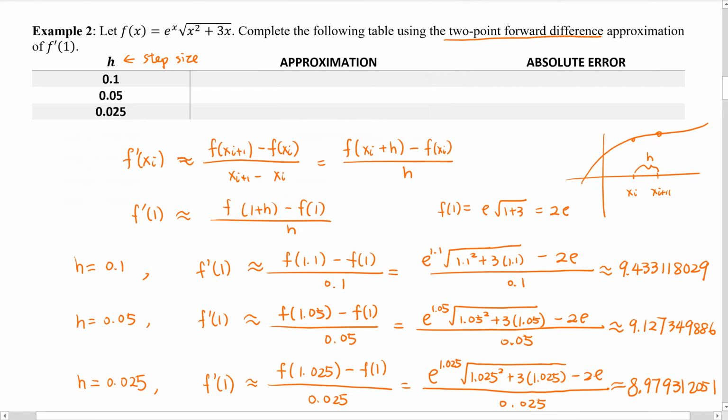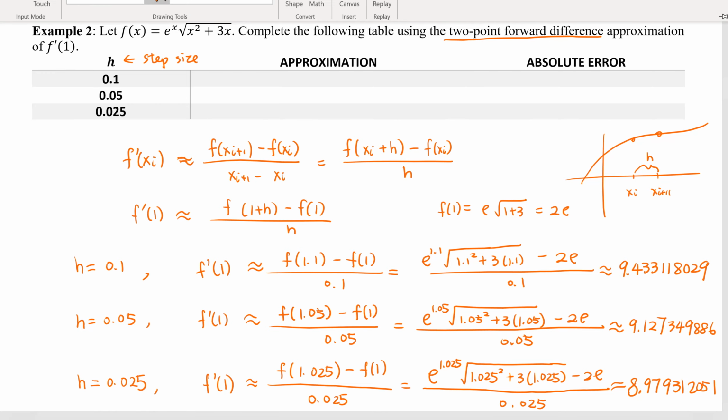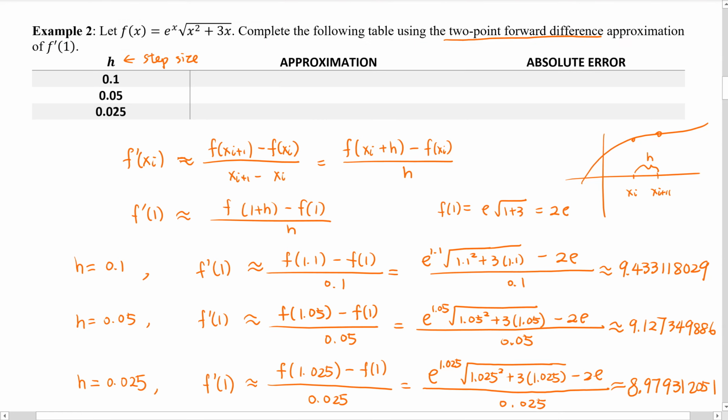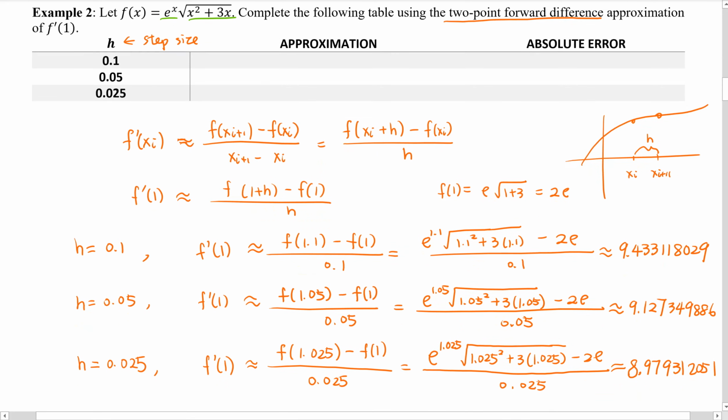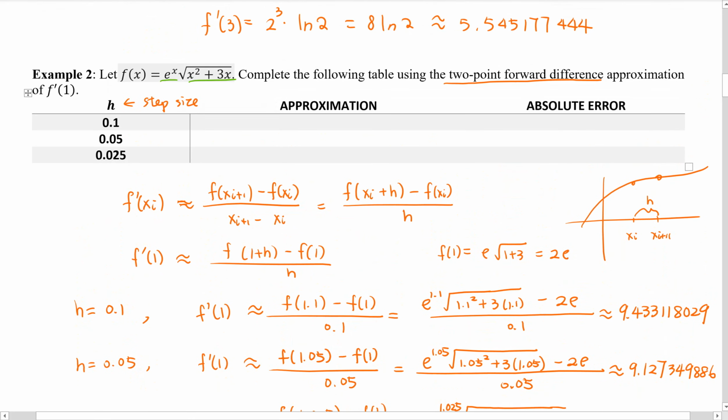Okay, and so these are our approximations. But what is the absolute error? Well, absolute error means we have to find the actual, the true value. So what is the true value? Well, it means we have to differentiate. Let's differentiate this guy, right? This is a product, so we use the product rule. Okay. Let me copy down this guy here. Then I don't need to go back and forth.